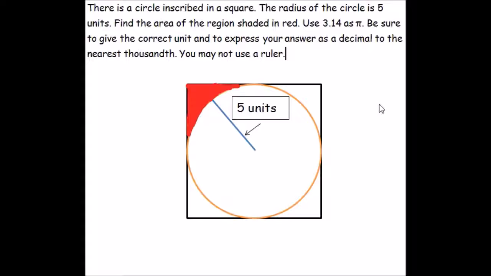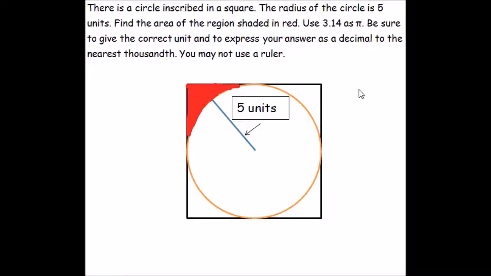Find the area of the region shaded in red, which I know it's a little messy, but it's talking about one of those corner regions between the edge of the circle and the square, which you can see one of them messily shaded in red. Use 3.14 as pi. Be sure to give the correct unit and to express your answer as a decimal to the nearest thousandth. You may not use a ruler.